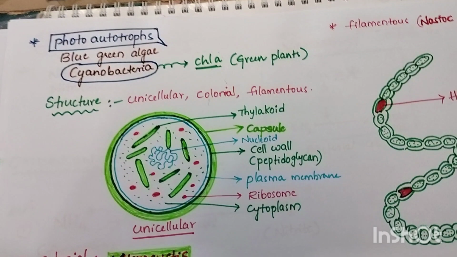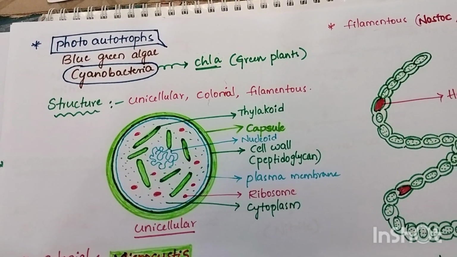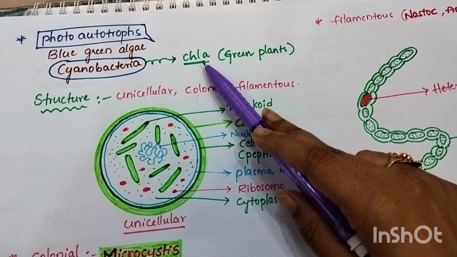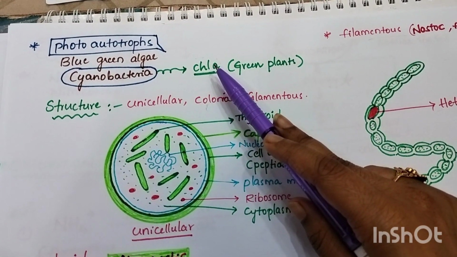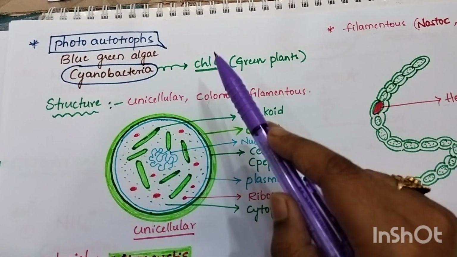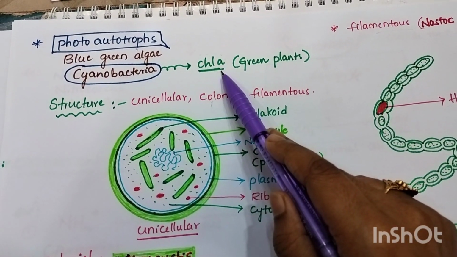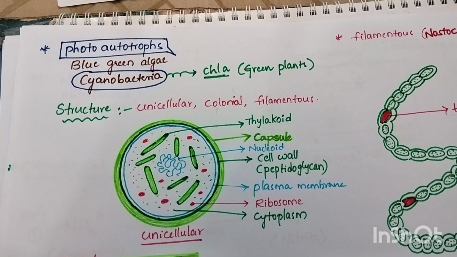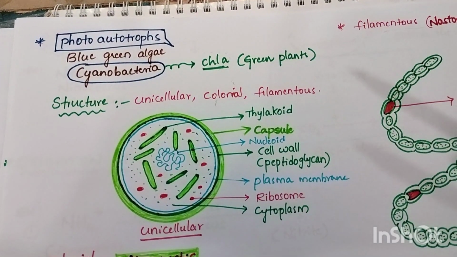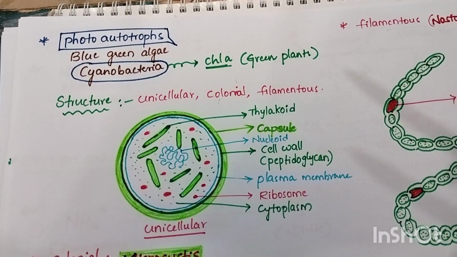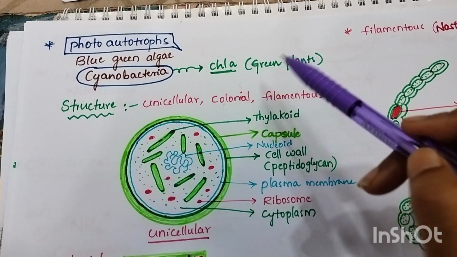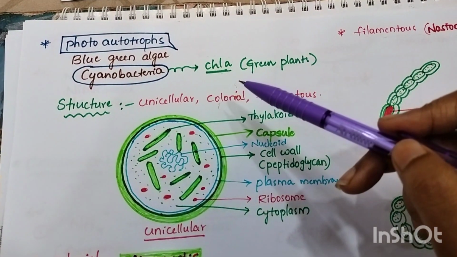Is there any element present in the cyanobacteria? Yes, there is a pigment called chlorophyll A present in the cyanobacteria, and its job is to absorb the sunlight. Once this chlorophyll A pigment absorbs the sunlight, the cyanobacteria utilizes that sunlight as a source in preparing the food material.